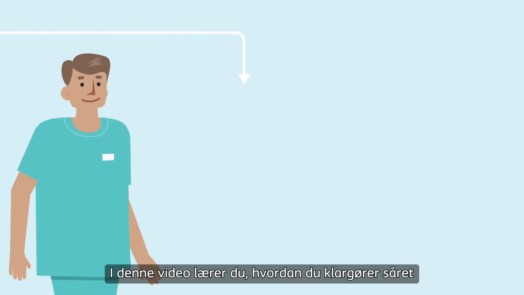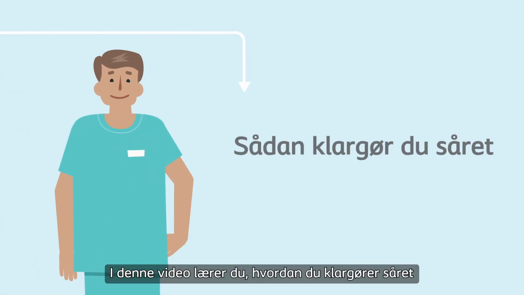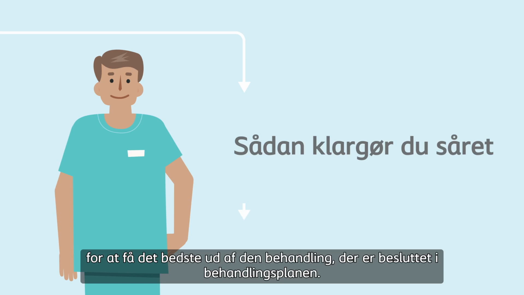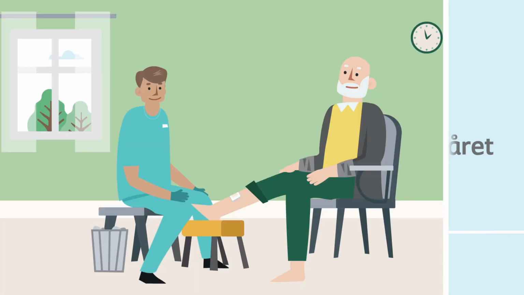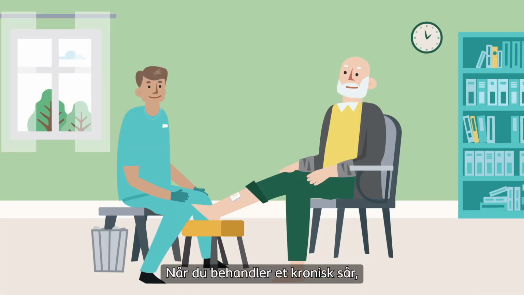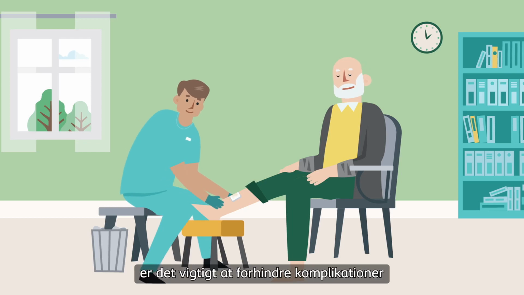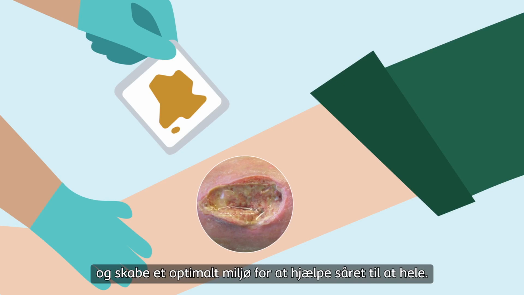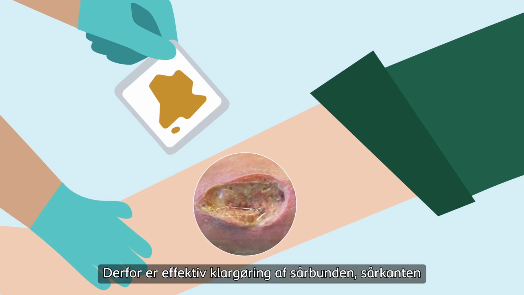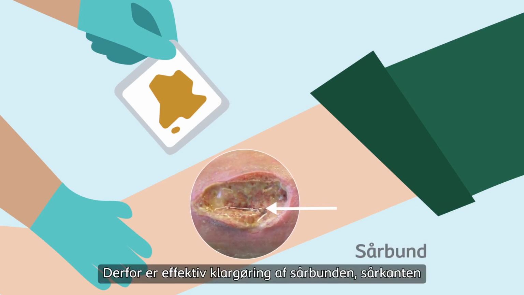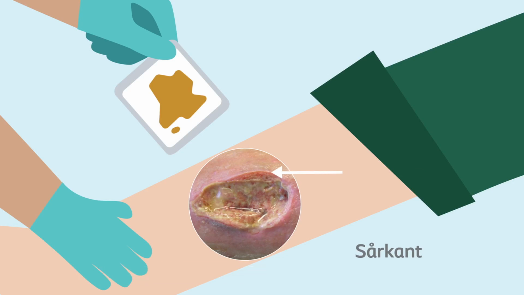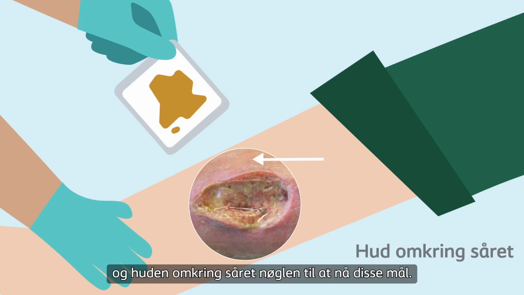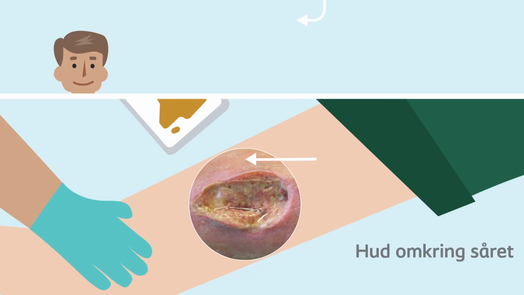In this episode, you will learn how to prepare the wound to get the best from the treatment decided in the treatment plan. When you manage a chronic wound, it is important to prevent complications and create an optimal environment to help the wound heal. That is why effective preparation of the wound bed, wound edge, and peri-wound skin is key in achieving these goals.